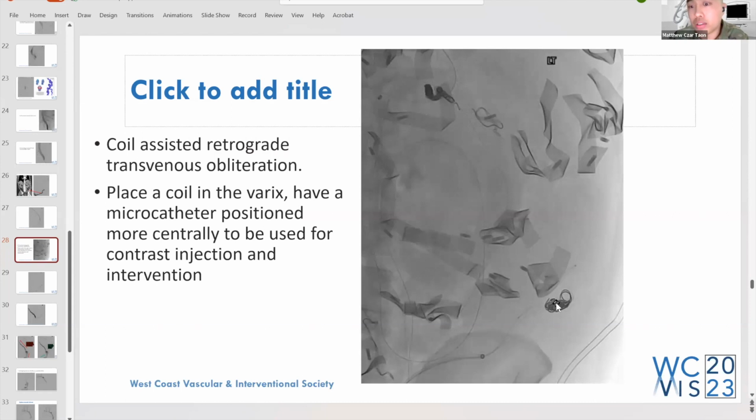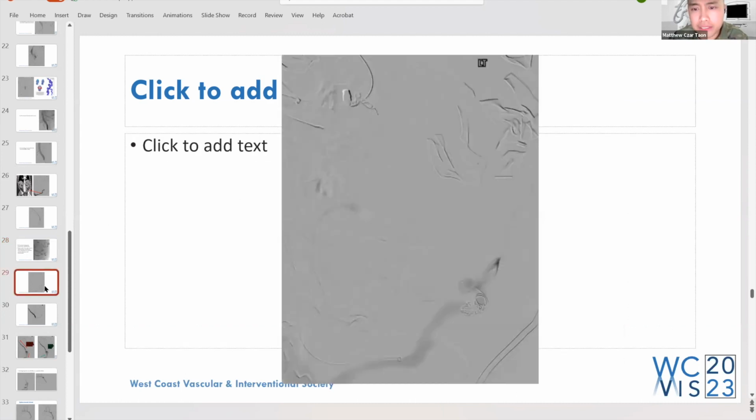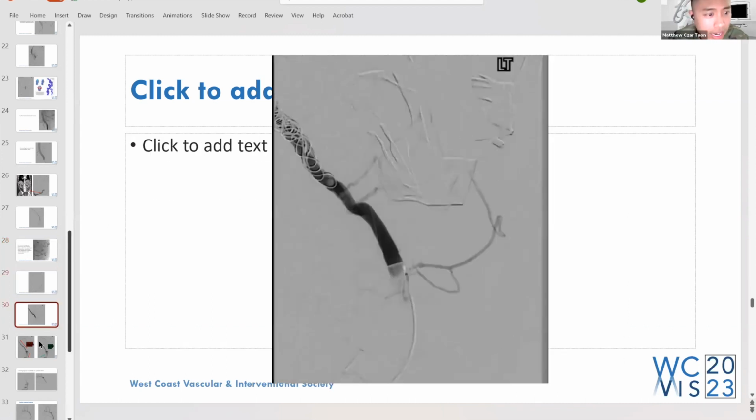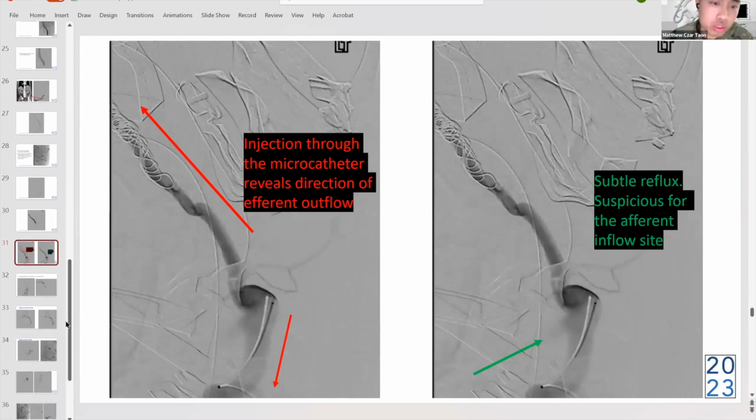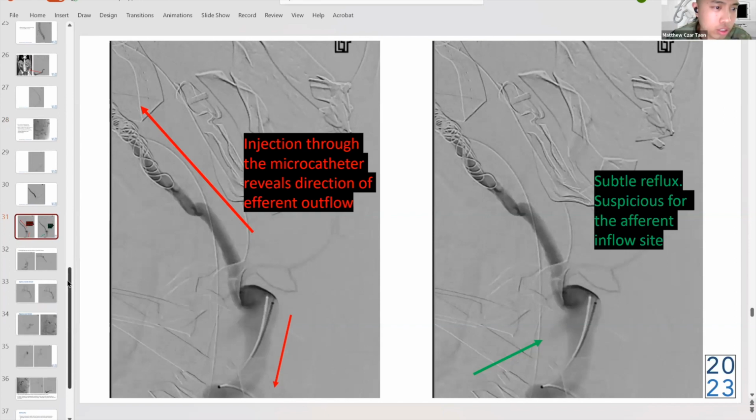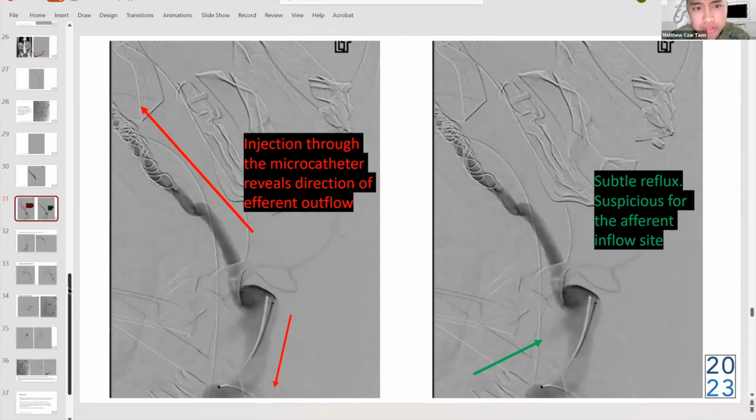This is where we place a coil to try to occlude flow. We have a more central microcatheter to help us with injection. And that gives us clues as to where to go to get more central, get closer to the portal vein, get closer to the central component of the varices.